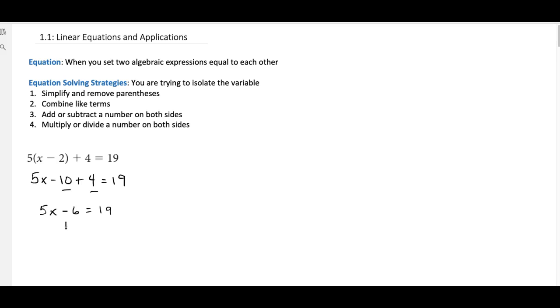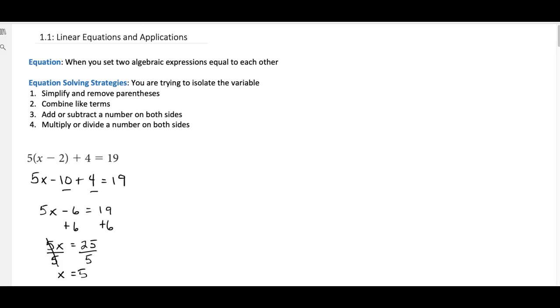And now we want to add 6 to both sides of the equation. Anything you do to one side of the equation, you have to do to the other side of the equation. And you get 5x now is by itself, and that's going to equal 25. And now you want to multiply or divide. To get the x by itself, I'm going to divide so that I can divide out the 5 on the left and get an x by itself. And now I get x equals 5.